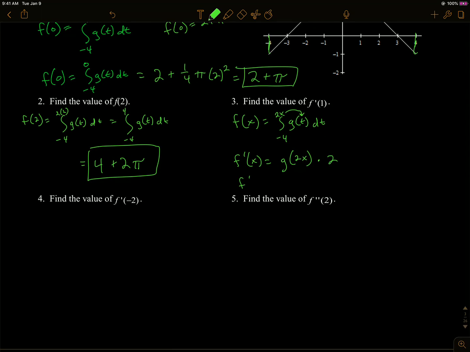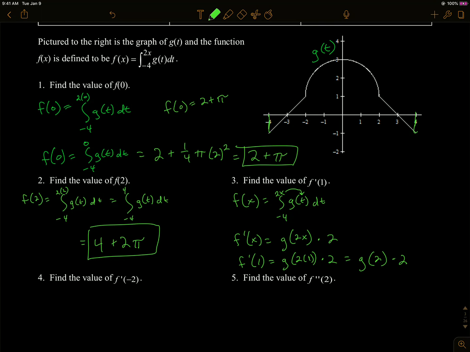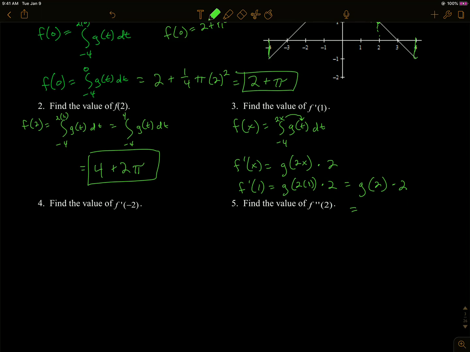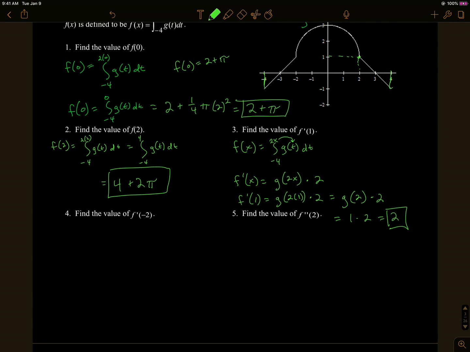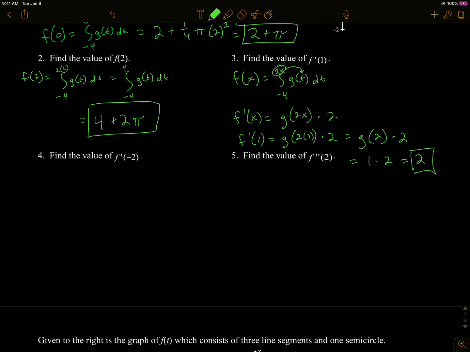So now if I want to find f prime of 1, that means I can do g of 2 times 1, times 2. So I'm looking for g of 2, times 2. And g of 2 on the graph here, if I go to 2, g of 2 is 1. So I've got 1 times 2. The answer is 2. So don't plug in the 1 first into the top of the integral. You've got to take the derivative, leaving this as an x here. Do your derivative work, and then plug it in afterwards.